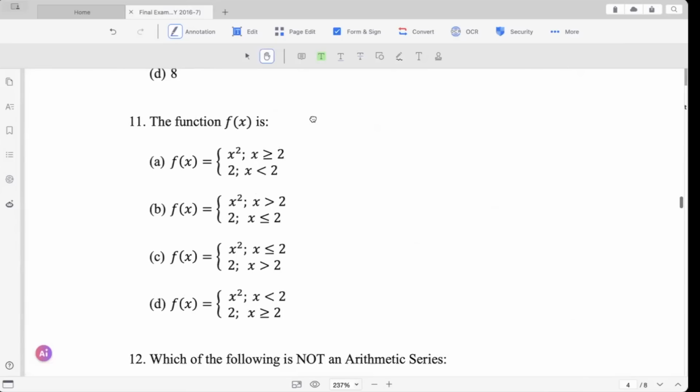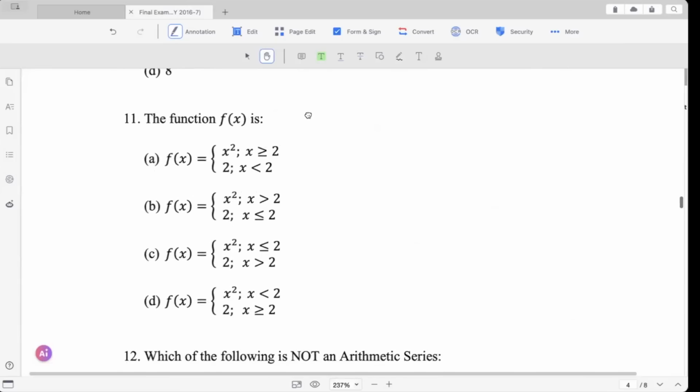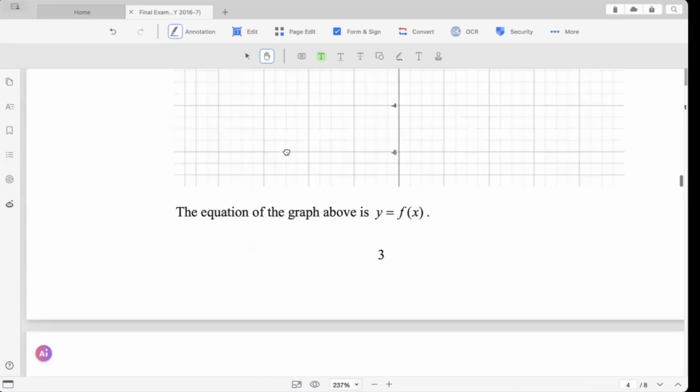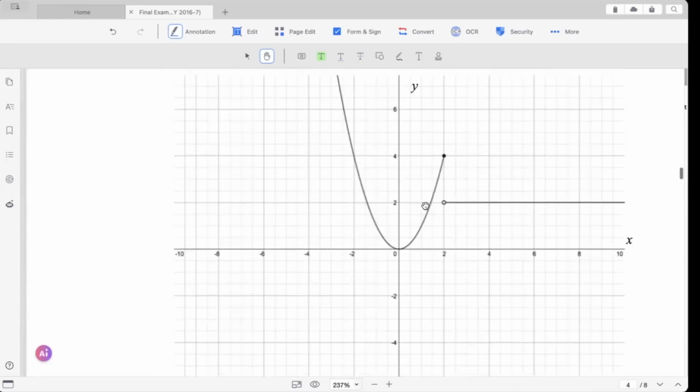Now, for this part, it's saying the function of f of x is which of the following? All of them have x bearing 2. What we need to find out is which one is a curve and which is a line. A curve always has a power, and this is behaving like y equal 2. So looking at the graph, we can see that this is a curve and this is the line. But let's look at what is happening at 2.